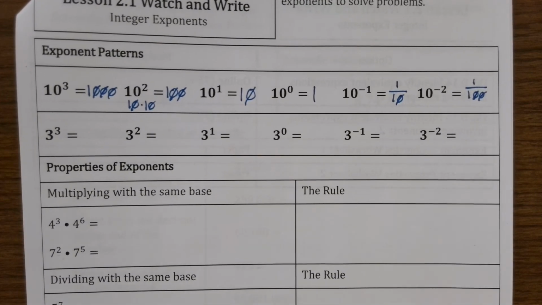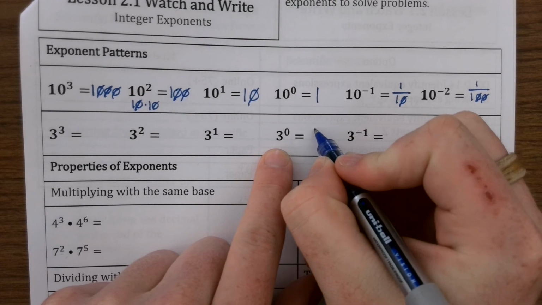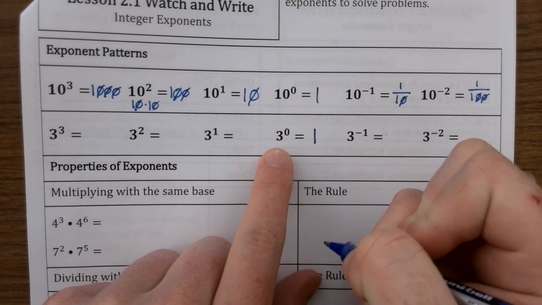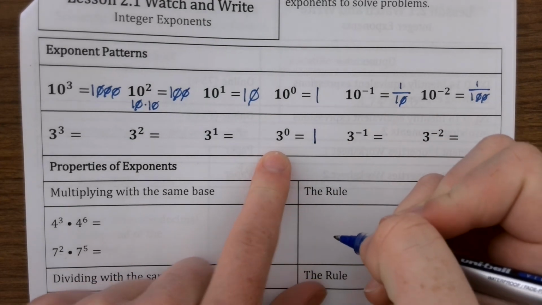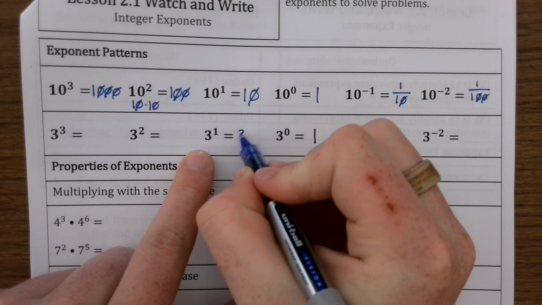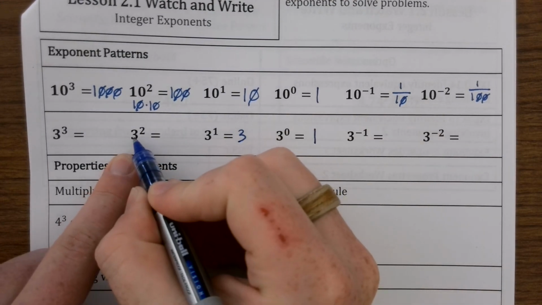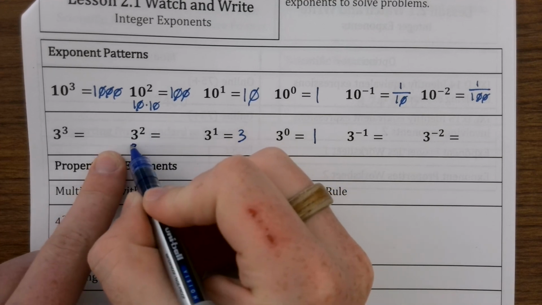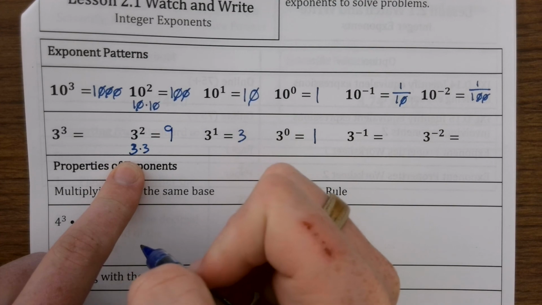Now, what does that look like with a non-10 base? Well, let's start in the middle. 3 to the 0 power, anything to the 0 power means that it's going to be 1 every time, regardless of the base. To a 0 power means 1. 3 to the first power, that just means I have 3. 3 to the second power means I have 3 times itself twice, so 3 times 3. 3 times 3 is 9.